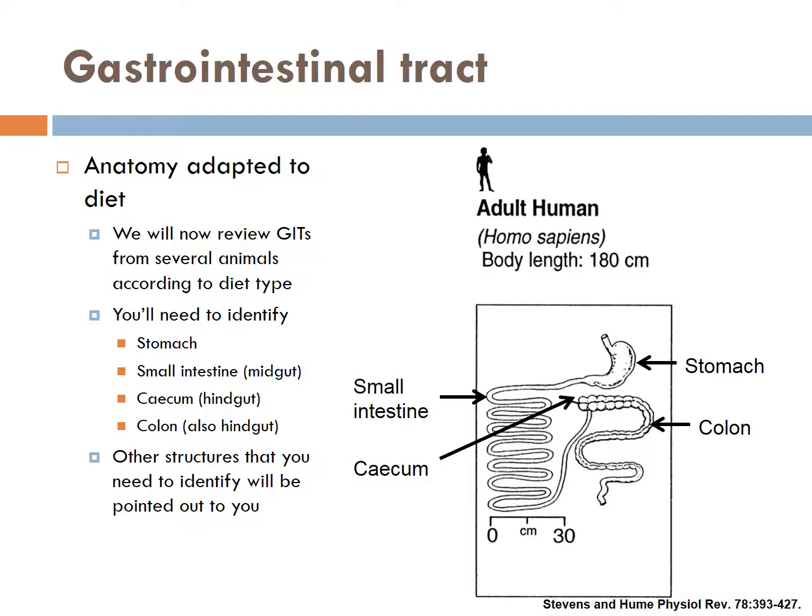We can see here the stomach, the small intestine, the cecum, and the colon in the adult human. I will not point out these structures on each of the following slides. You'll have to be able to identify those yourself. There are other structures that you'll need to be able to identify, and these will be pointed out to you in each of the following slides.